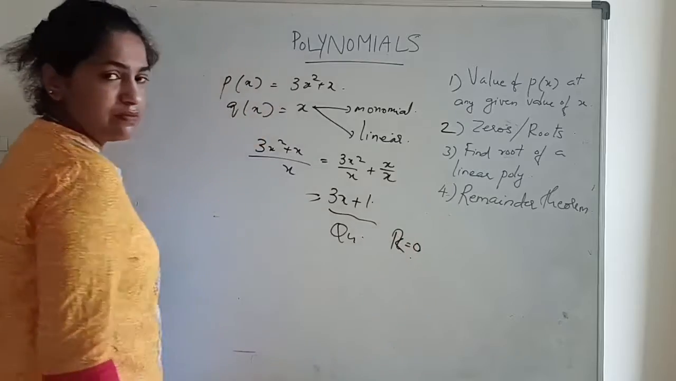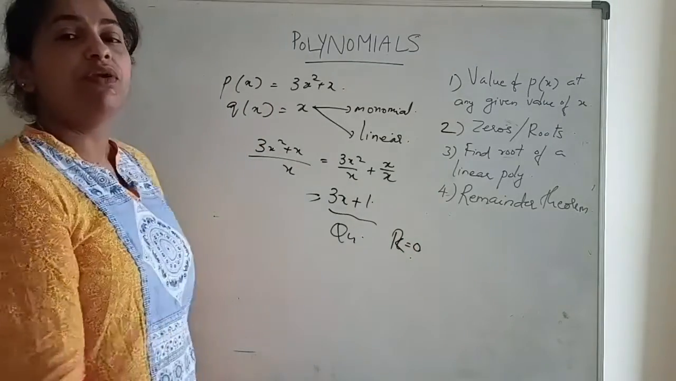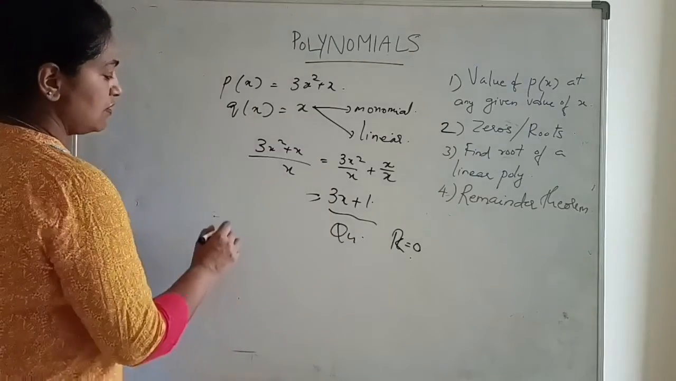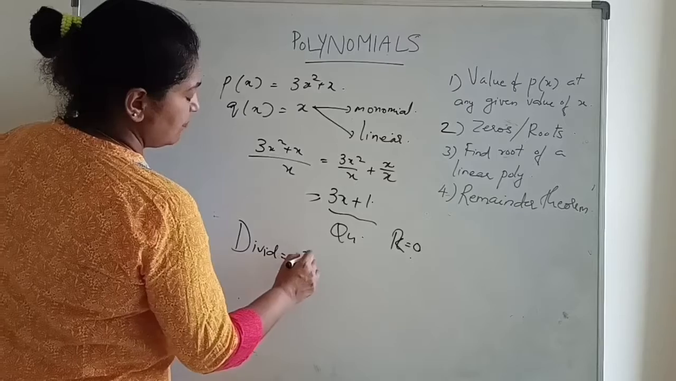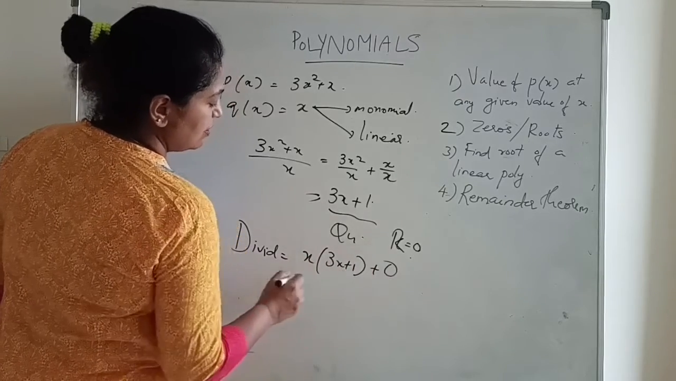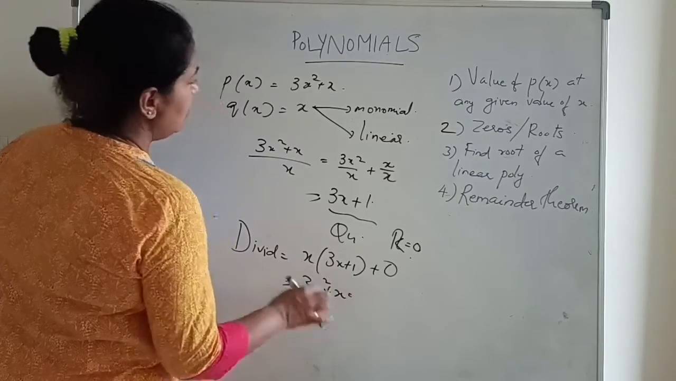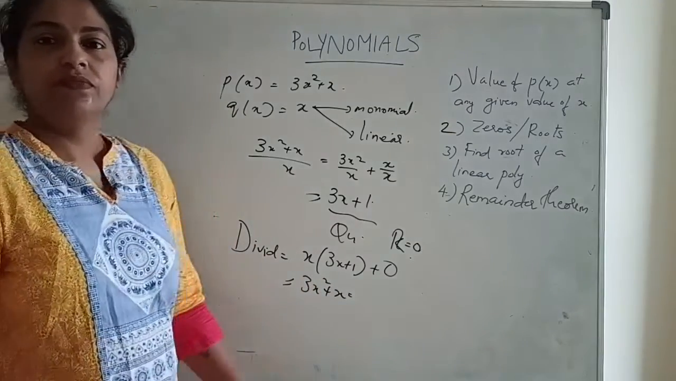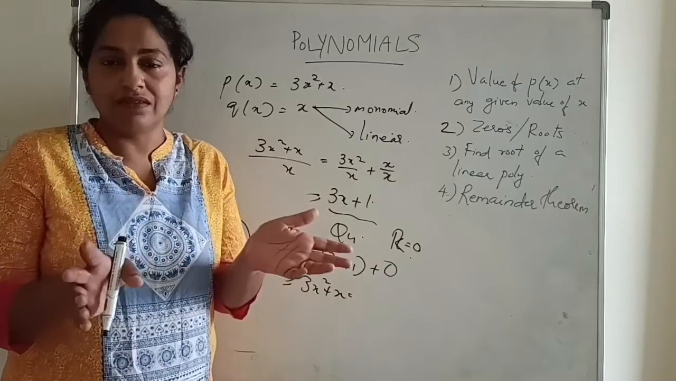Let us check my original statement. Is my dividend equal to divisor into quotient plus remainder? Let us see what the dividend is. Divisor into quotient plus remainder, so I will get 3x square plus x, which is my original dividend. So in this particular sum, we have seen that it holds good when the remainder is 0.